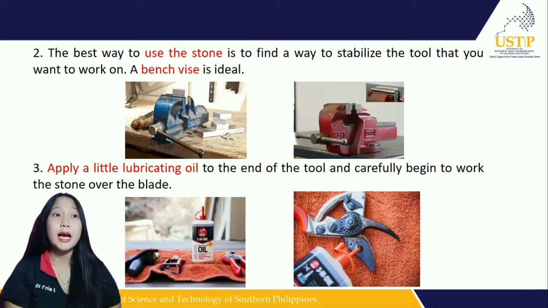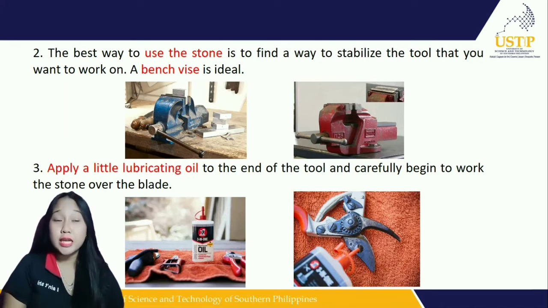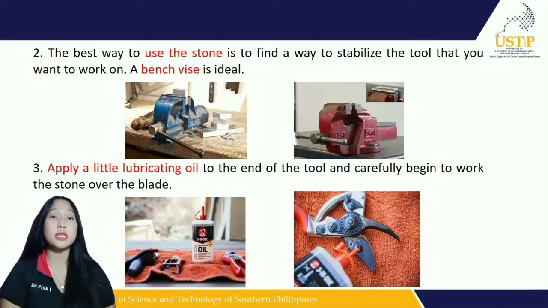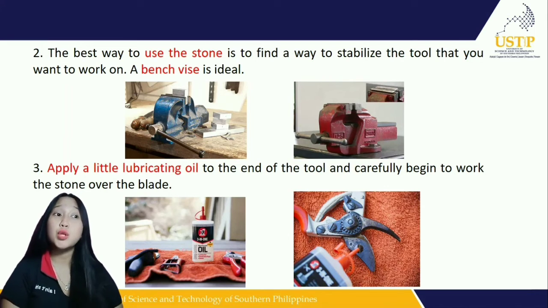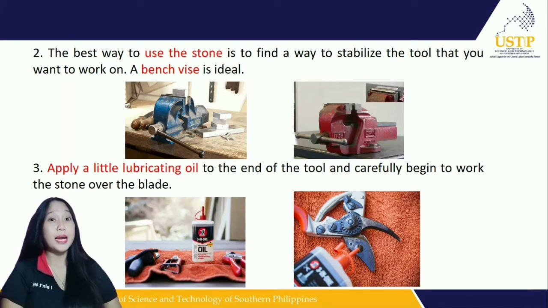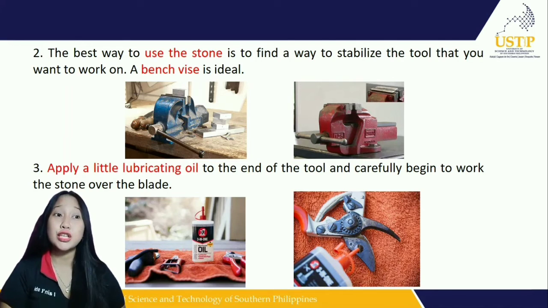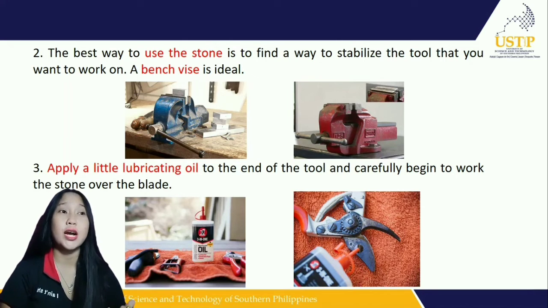Number 3, apply a little lubricating oil to the end of the tool and carefully begin to work the stone over the blade. So, we need to put some lubricating oil daw sa tuang tools is para daw mas dali ang atuang paglimpyo og smooth daw ang ilahang pagtrabaho. So, lubrication reduces friction and allows moving machine parts to slide smoothly past each other.